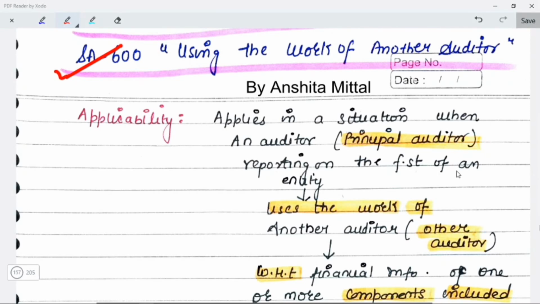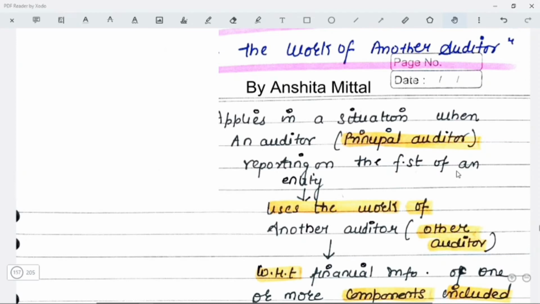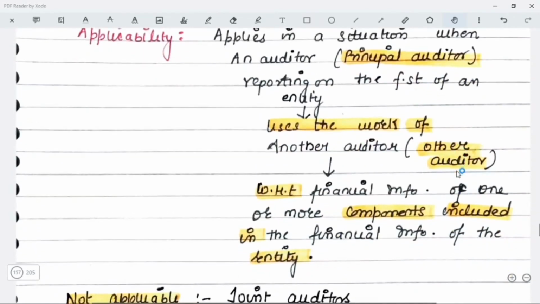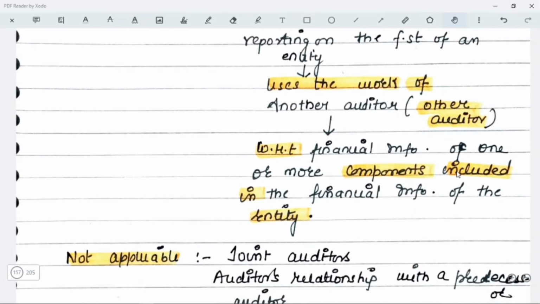This applies in a situation when an auditor, that is the principal auditor, who is reporting on the financial statements of an entity, uses the work of another auditor, also known as the other auditor, with respect to the financial information of one or more components which are included in the financial information of the entity. So this standard is applicable only in case the principal auditor uses the work of the other auditor.